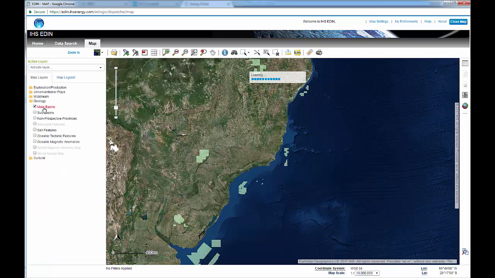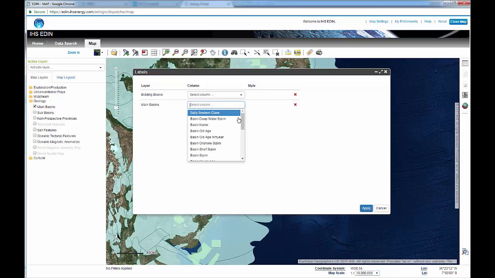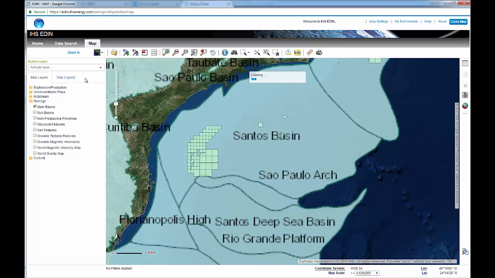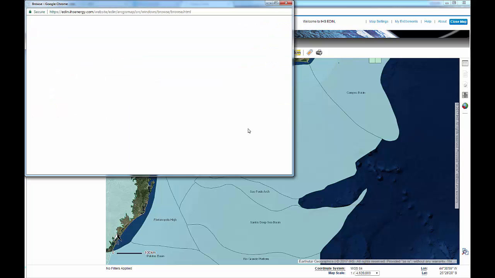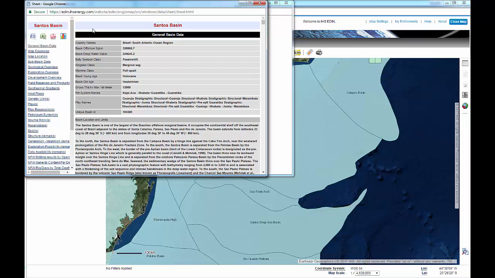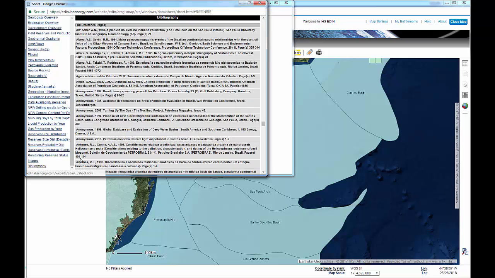The team then displays basins on the map, and then filters to Brazil. They'd like more information on the Santos Basin. In the Basin Monitor report, they see comprehensive information on petroleum systems, plays, and tectonic history of the basin. There's also a comprehensive bibliography providing direction to further reading in detail.